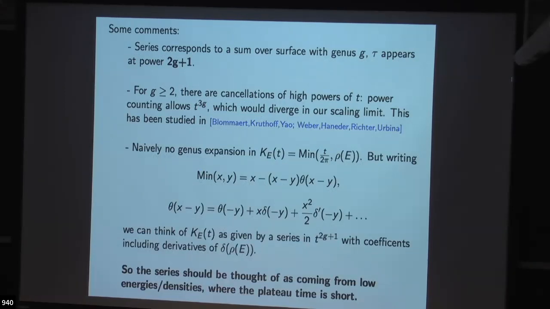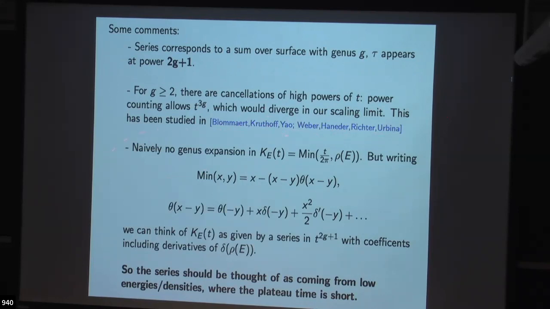Okay, so let's make some comments about this genus expansion for the plateau. The series in tau corresponds to this genus expansion where tau appears to the power 2g plus 1. At genus greater than or equal to 2, naive power counting would say that you might get a power t to the 3g. Now that doesn't appear in the formula. We actually get the highest power of t is t to the 2g plus 1. So this implies that there's a lot of cancellations between these higher powers of t. So the answer is not just a naive power counting argument. It's a bit more subtle, and this has been studied in some recent papers.